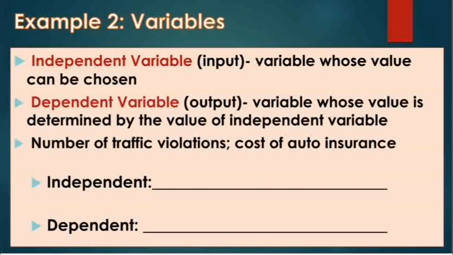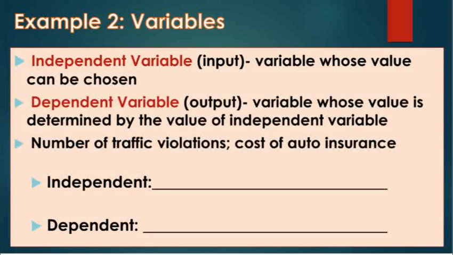Example 2, dealing with variables. You have two variables. You have the independent variable, which is your input, and that's the variable whose value can be chosen. So those are your x values. You put something in. And the dependent variable, your output, is the variable whose value is determined by the value of the independent variable. That's your y. So you could choose your x's. Your y is all dependent on what x you put in there.